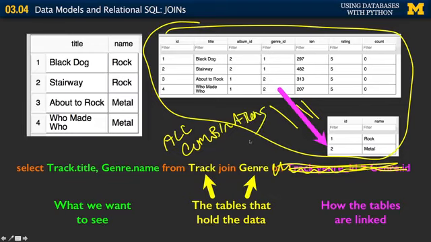All combinations. So there's 4 rows here and 2 rows here. So all combinations of each row here, so this turns into 2, this turns into 2, this turns into 2, so that turns into 8. Now, if this had 100 and this had 100, that'd be 10,000. And so if you don't have an on clause, it ends up with all combinations, and we can show this.